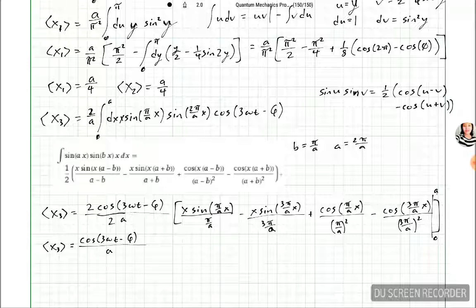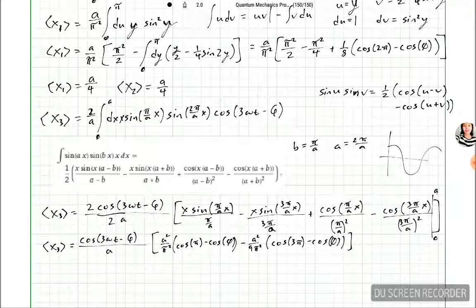Now here, I have a squared over pi squared times, and then I get cosine of pi minus cosine of 0, minus a squared over 9 pi squared, looking familiar, cosine 3 pi minus cosine 0. So going back to our cosine, so that's pi and that's 0. So we get -1 minus 1, -1 minus 1. So that's -2.